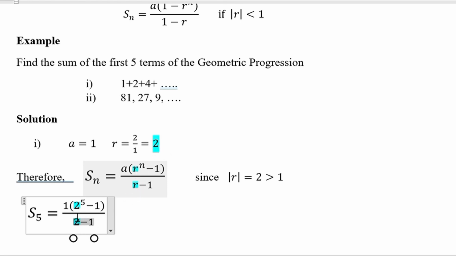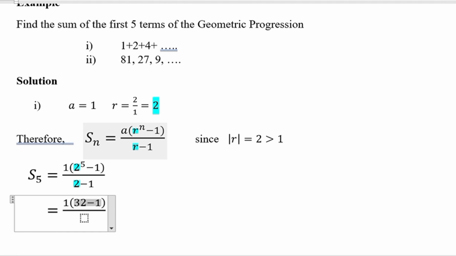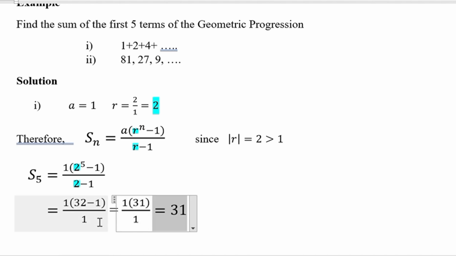So if you simplify that, remember 2 raised to power 5 means 2 times 2 times 2 times 2 times 2, and that gives us 32. So that will be simplified to 1 into 32 minus 1 over 2 minus 1, which gives us 1. If you simplify it, you'll get 1 into 31 over 1, and that gives us 31 as the answer. So if you add the first 5 terms in this sequence, you'll get an answer of 31.